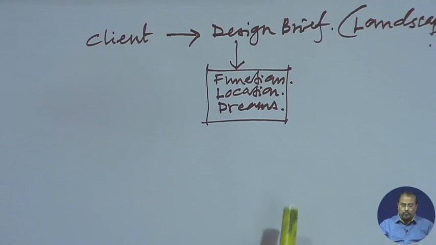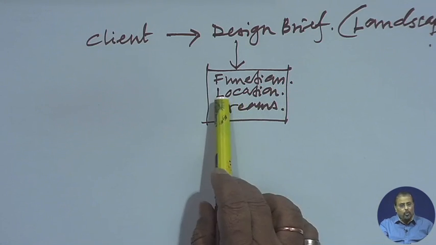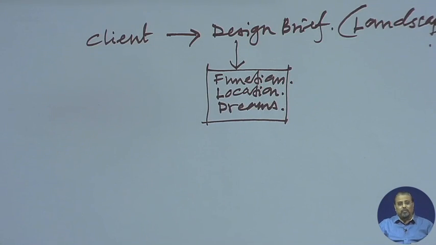What is first? The function. What function he wants. Location may be the next. Somebody comes and tells you, I want you to design a resort in a large area full of greens, where people will come to relax for a few days and enjoy the landscape of it. That is the kind of thing he might have said.